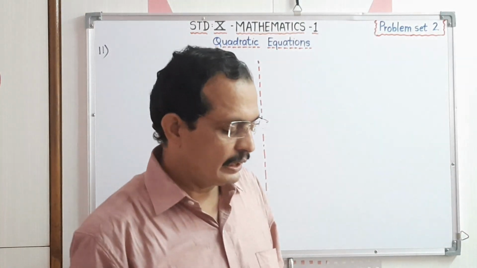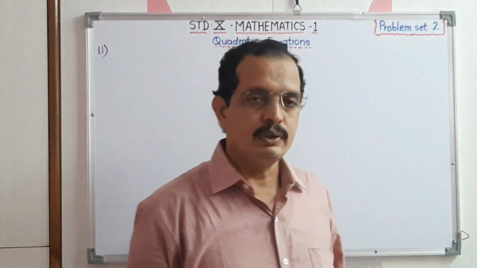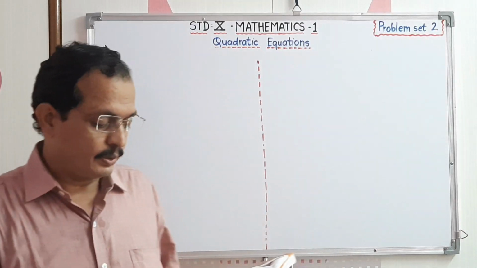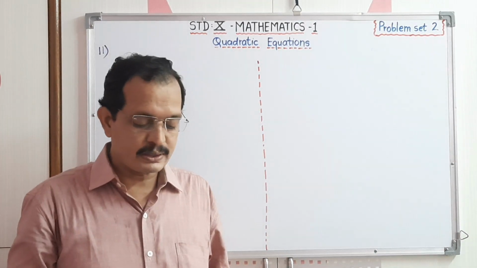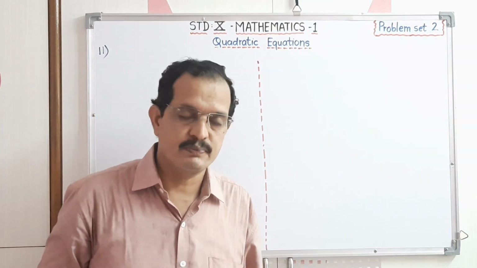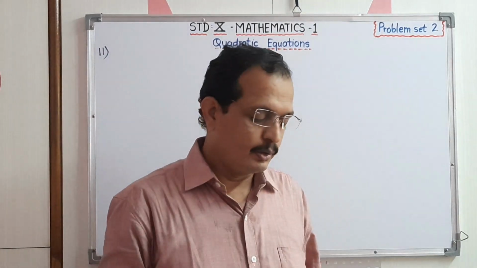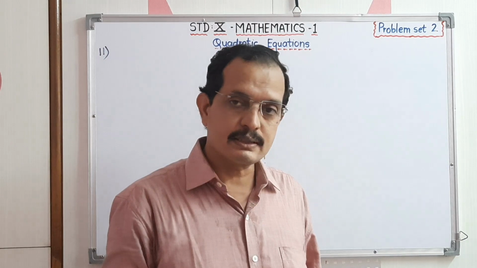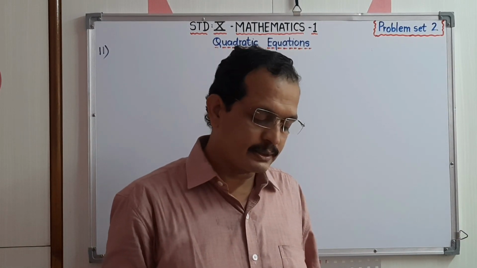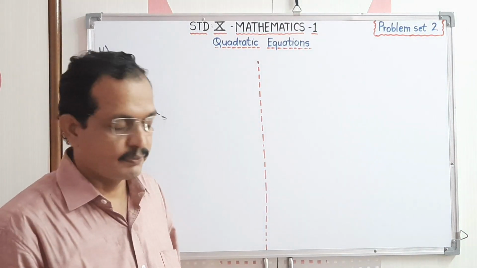Dear student, let's start with the next sum, that is the 11th one. The 10th one is omitted or reduced for this year. Now see the 11th one. Mukund purchases rupees 50 more than what Sagar purchases. The product of the amount they have is 15,000. Find the amount each one has.